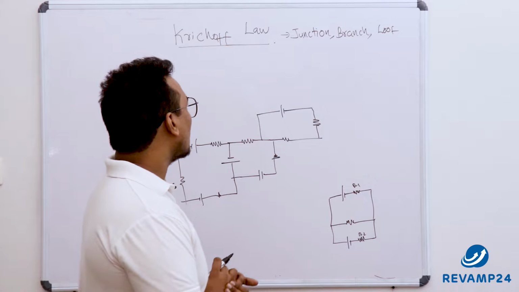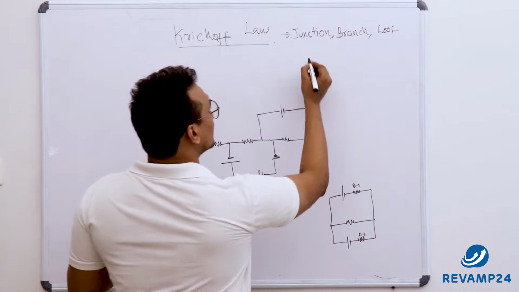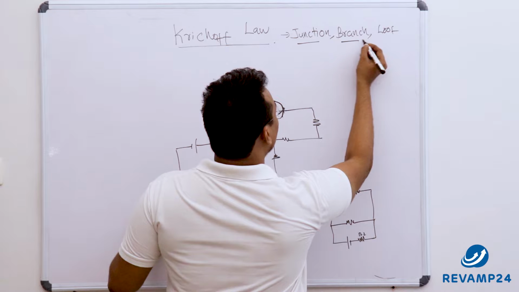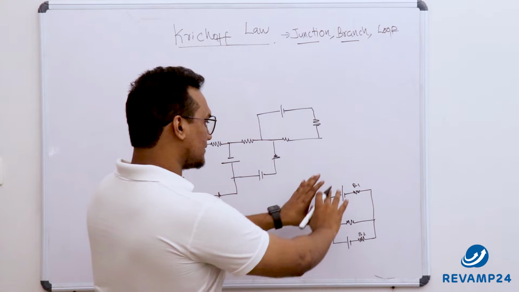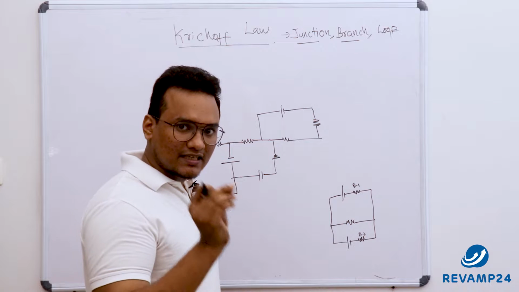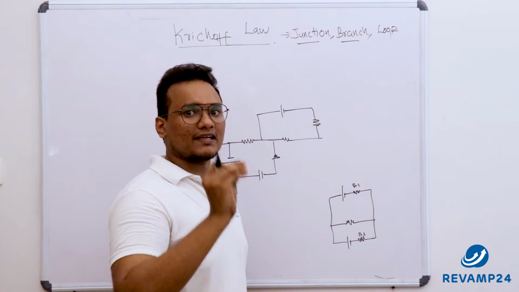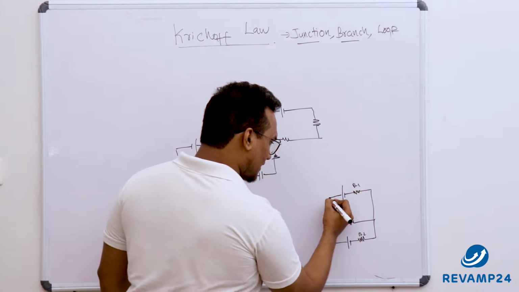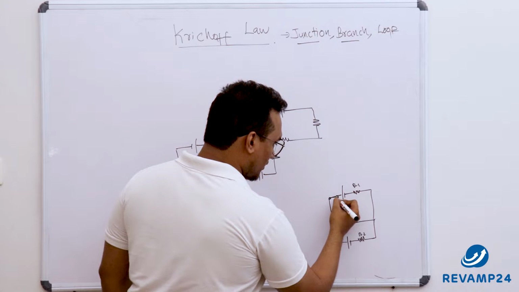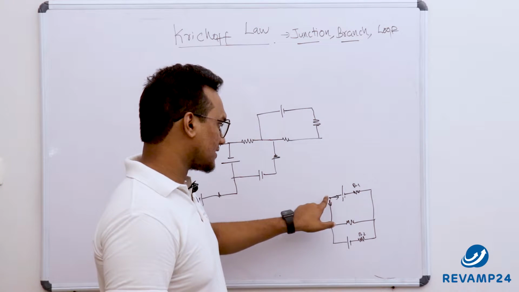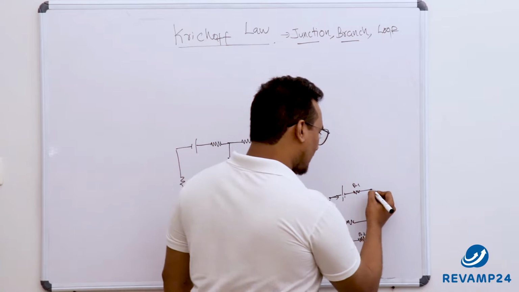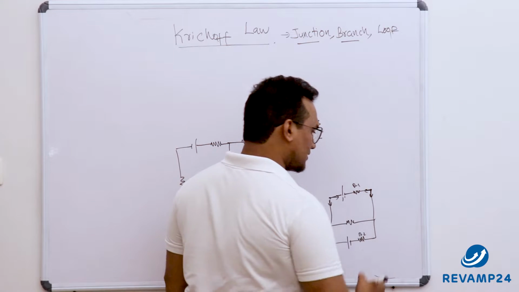Now, in Kirchhoff's rule, three things are very important: junction, branch, and loop. So what is a junction? Let's say this is the circuit. In a junction, you will have three directions. Let's say, is this a junction? How many directions are there? 1, 2. Two possibilities for the current movement. One in this direction, another in this direction. Here, one in this direction, another in this direction.